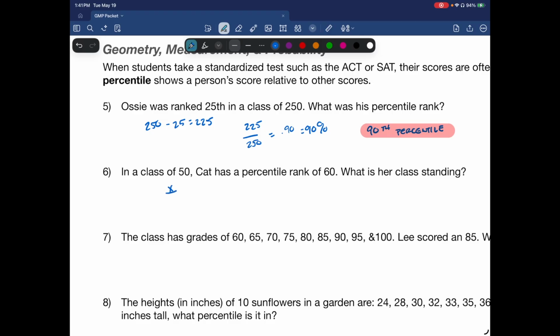We don't know where she's at in the class of 50, but we know she's in the 60th percentile. So when you solve this, you multiply by 50, and you get 30. That means there's 30 below her. 50 minus 30 equals 20. So don't just say, oh, I got 30, so 30th. No, there's 30 below her, so 50 minus 30 is 20. That means Kat is 20th in her class.